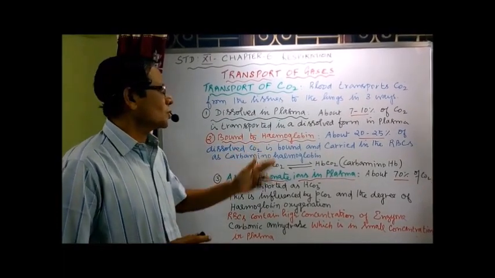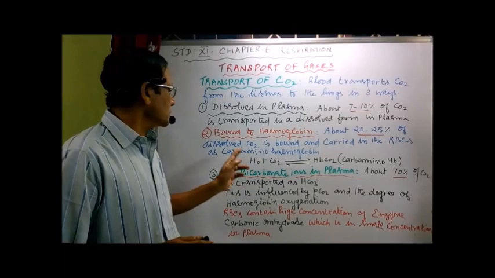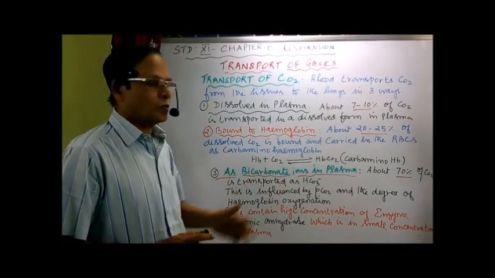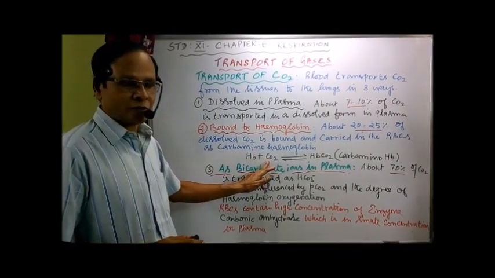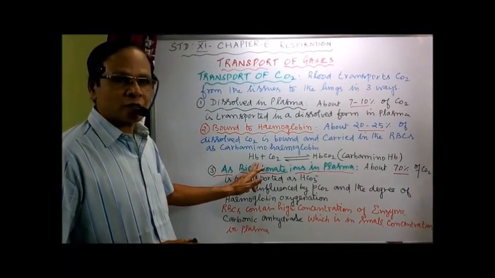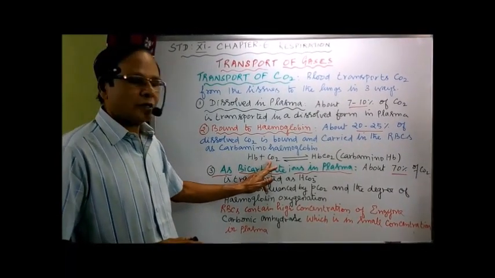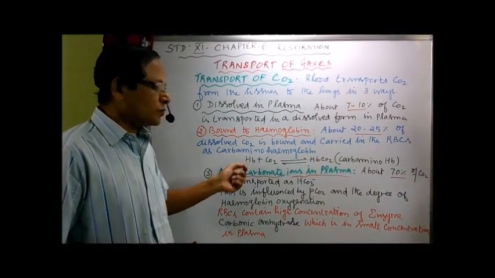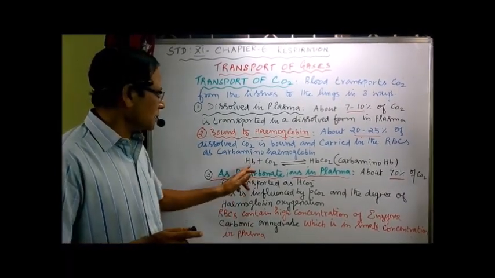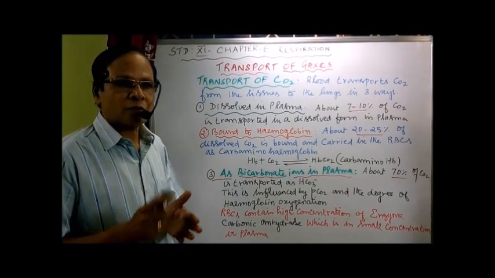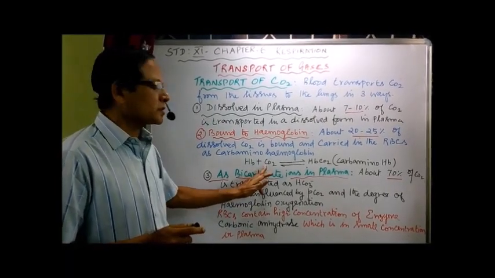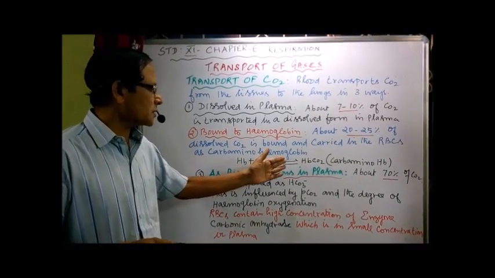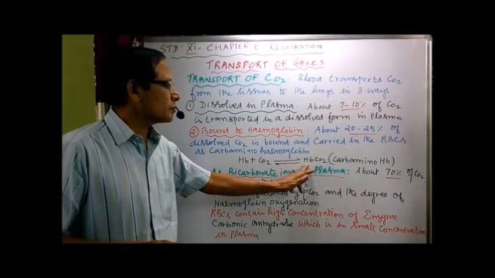The second one, bound to hemoglobin. About 20 to 25% of carbon dioxide is bound and carried in RBCs as carbaminohemoglobin. That is, the hemoglobin binds with the carbon dioxide. The amino group present in the protein globin combines with the carbon dioxide, giving carbaminohemoglobin. We have nearly 586 amino acids in hemoglobin. Each amino acid has an amino group and a carboxyl group. The carbon dioxide combines with the amino group to form carbaminohemoglobin. Simply, the equation is hemoglobin plus carbon dioxide gives carbaminohemoglobin.